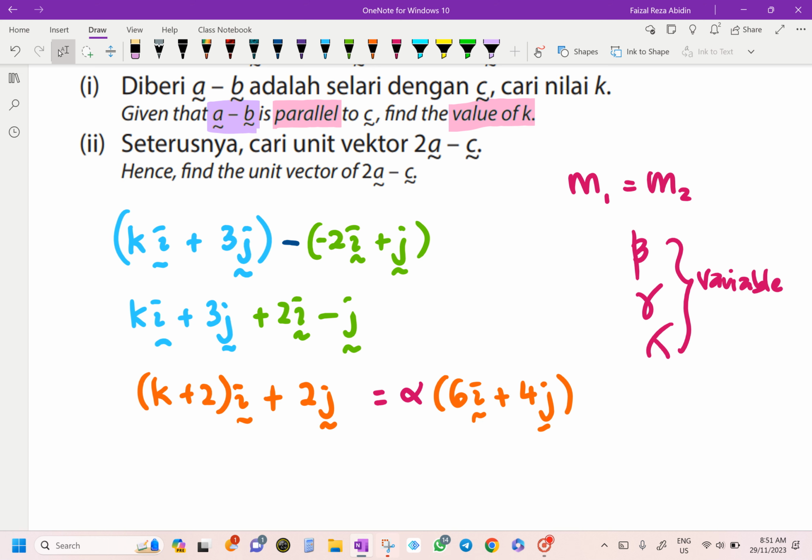Okay. So if you look over here, we are going to have a comparison, which is you are going to get what? Alpha with our 6i over here. I'm going to get 6 alpha i plus 4 alpha j. Right? Right? So if I want to compare over here, I'm going to get what?